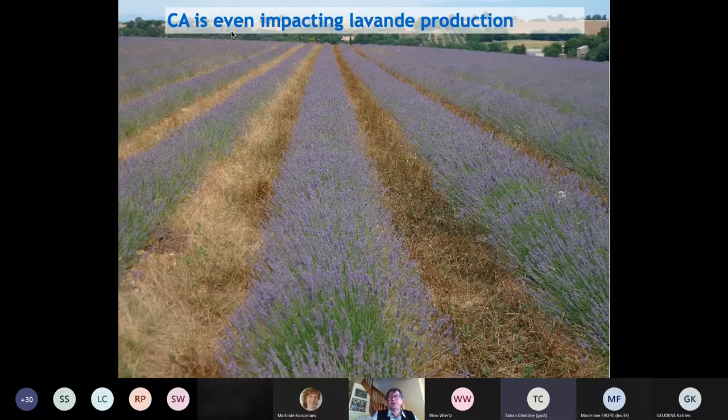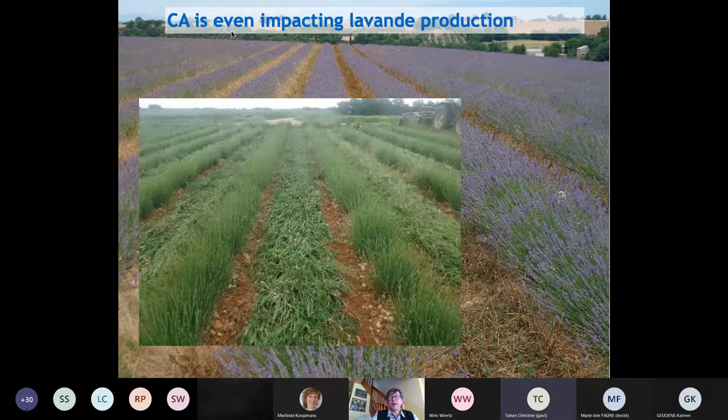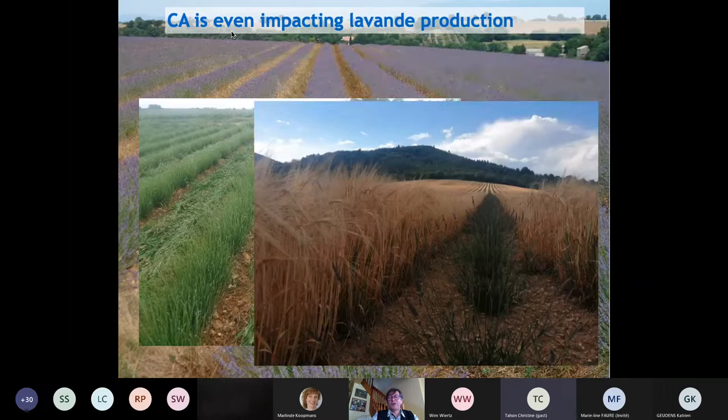I also have some good friends. They grow lavender in southern France, and they have been sowing cover crop like crazy. And so now we see cover crop in lavender fields. Last year, I even met one who pushed the cover crop all the way to harvest, so he harvested durum wheat in the middle of the lavender fields. Oh, it's amazing what people are starting to do now.